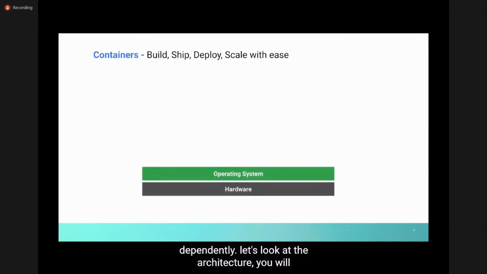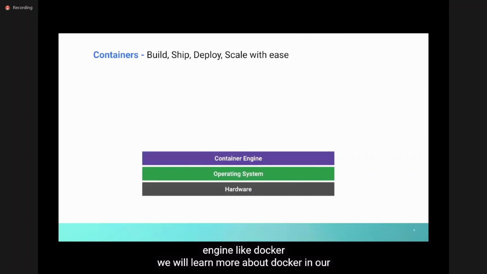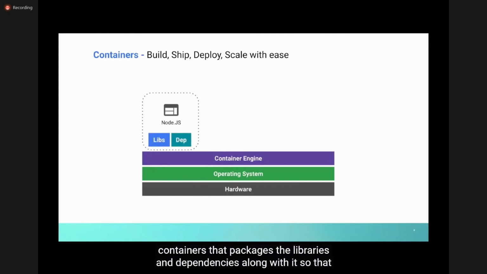Let's look at the architecture. Similar to earlier, you will have hardware and operating system. On top of it, you will have a container engine like Docker. We will learn more about Docker in our next video. So we will have a container engine software that helps create containers that package the libraries and dependencies along with it, so that you can move these containers seamlessly from one machine to another machine without worrying about the libraries and dependencies, since they come as a part of a package, which is nothing but the container.